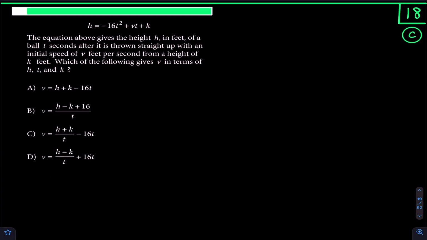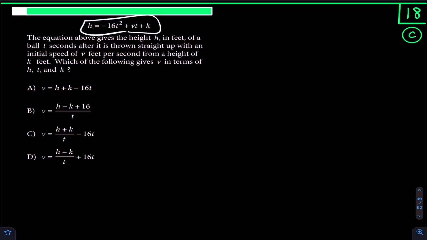Moving on to problem 18. This problem says the equation above gives the height h in feet of a ball t seconds after it is thrown straight up with an initial speed of v feet per second and from a height of k feet. Which of the following gives v in terms of h, t, and k? So all we're trying to do here is solve for v. That's all this problem is asking for.